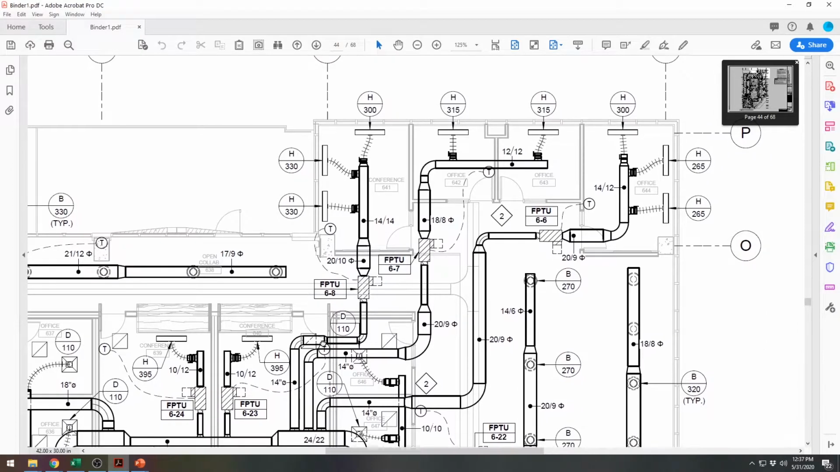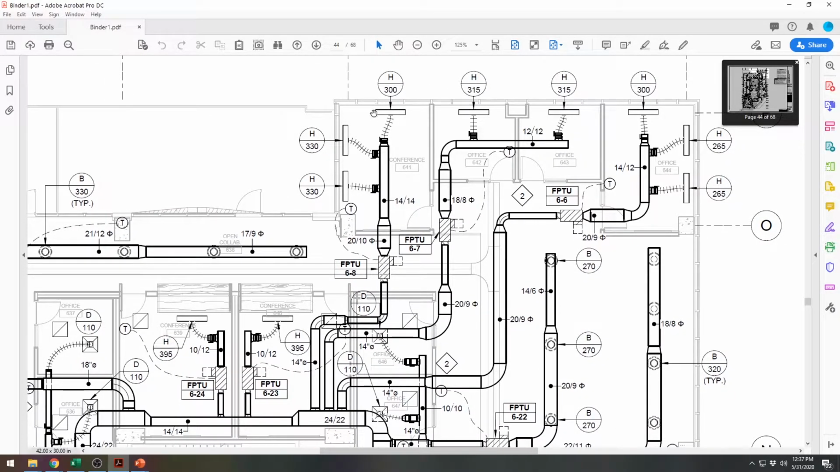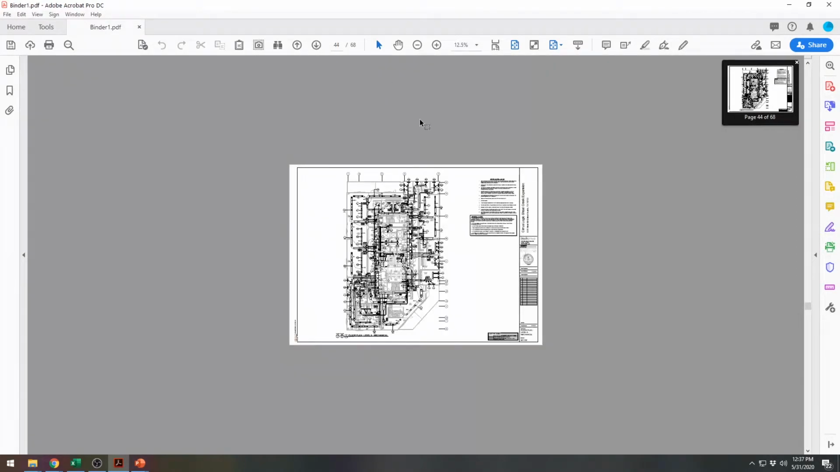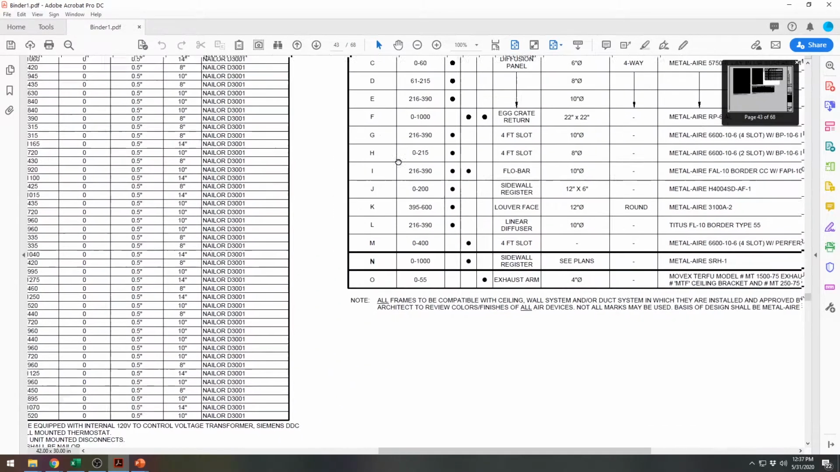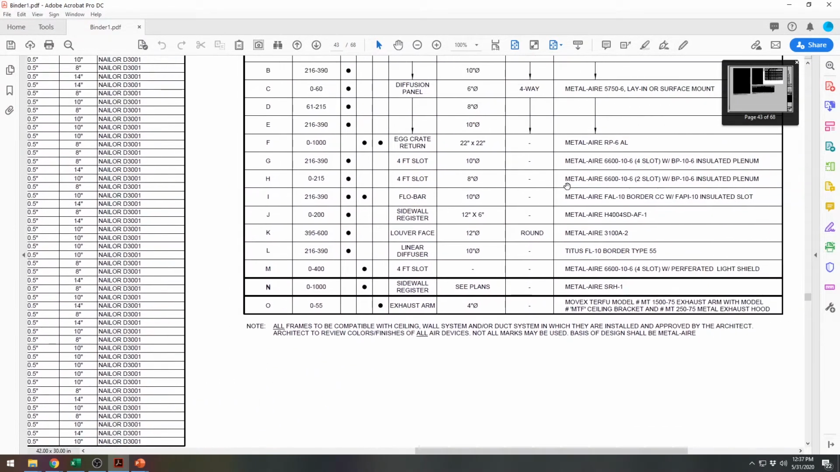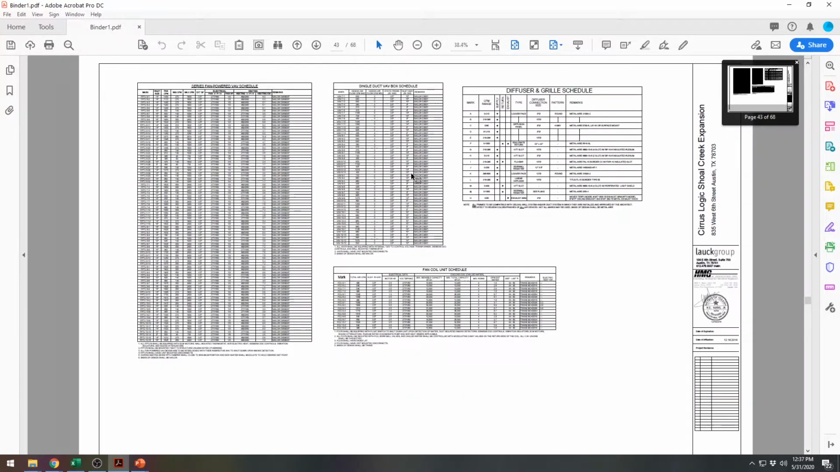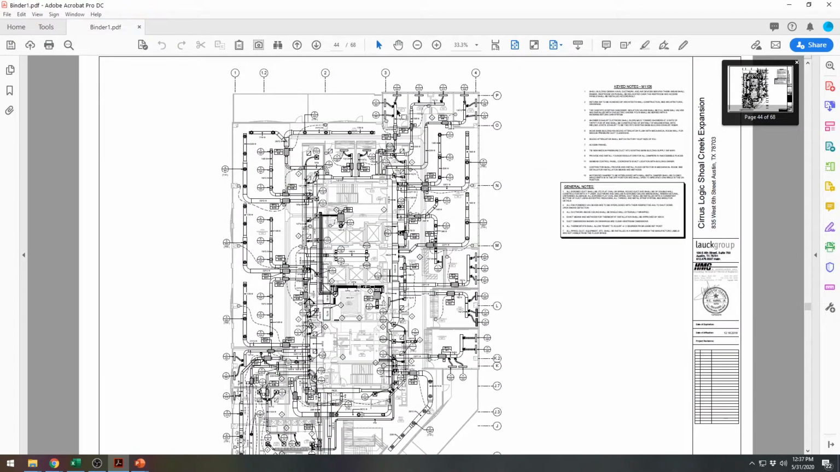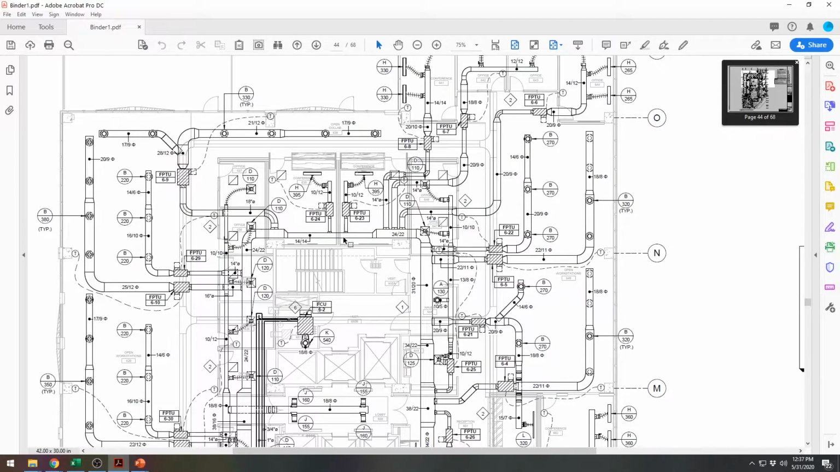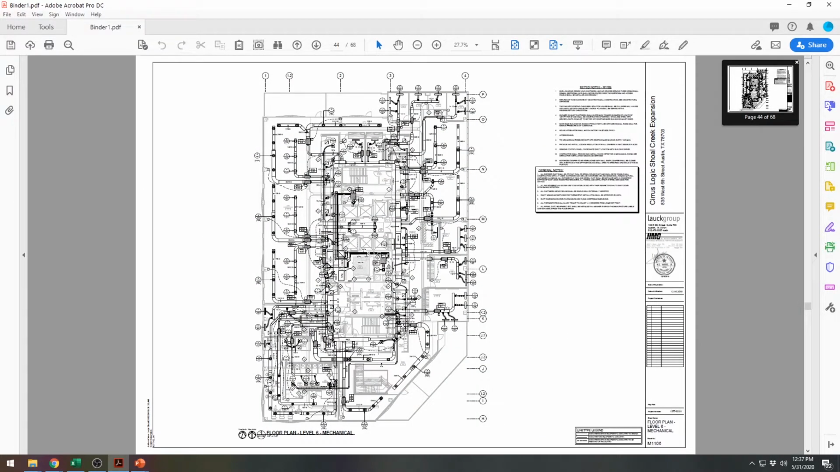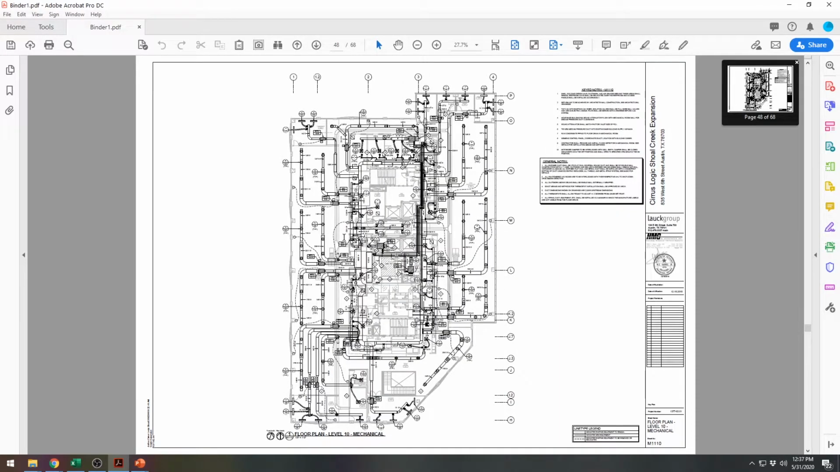And your diffusers, I refer back to your diffuser schedule. So we had H right here. We go look at H here. We can see that it's a metal air 4-foot slot diffuser, which are essentially just long, narrow diffusers that are either mounted right above the glass or in ceilings. Once again, all 10 floors are all 4.